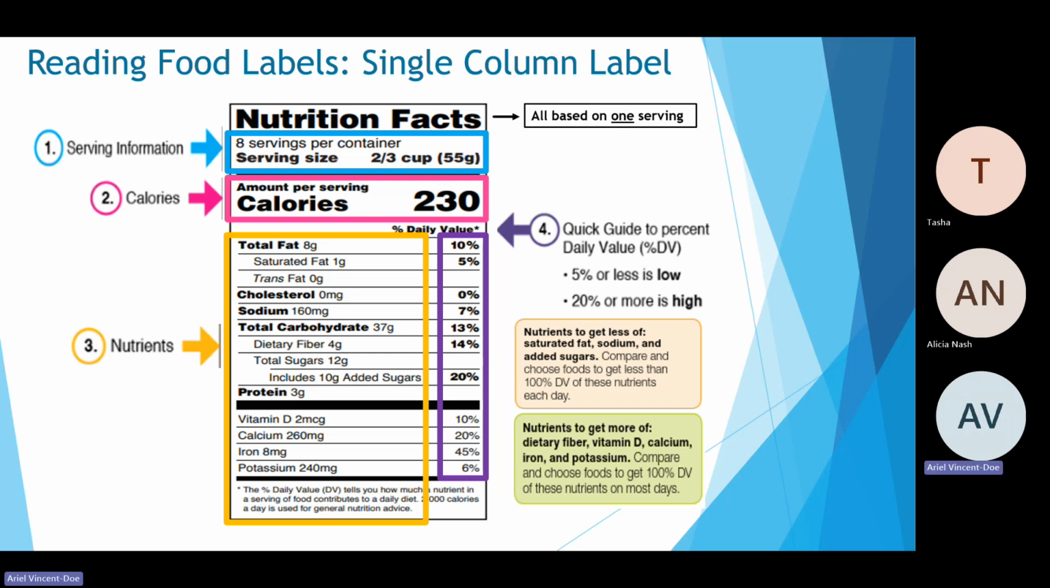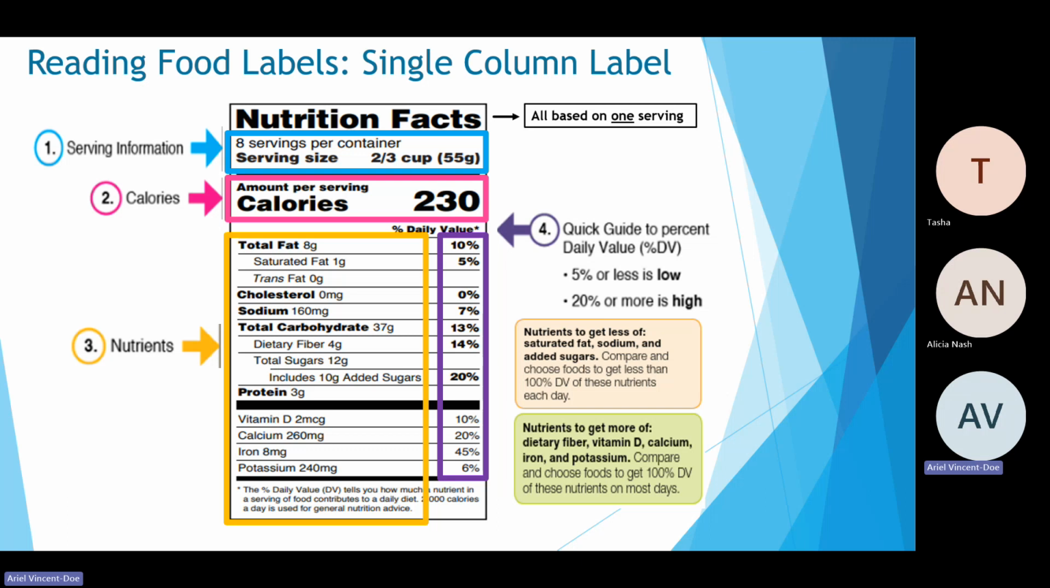Now, if we look at sugars, let's look at added sugars specifically. There's 10 grams in this item, so that's 20% daily value. 20% or more is considered high. So this item has a high amount of added sugar.